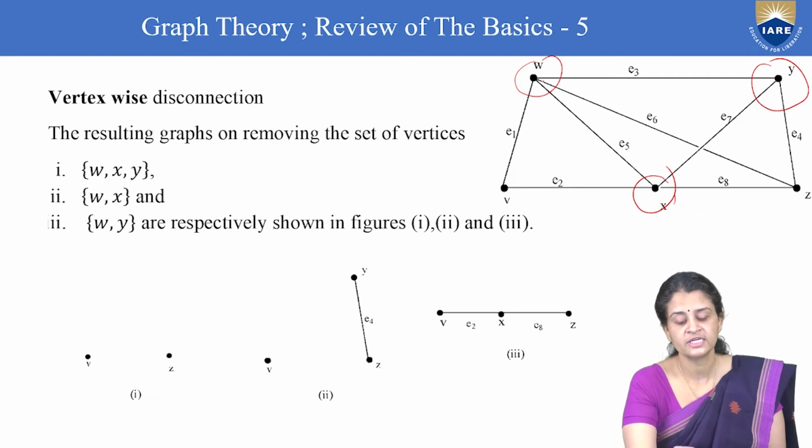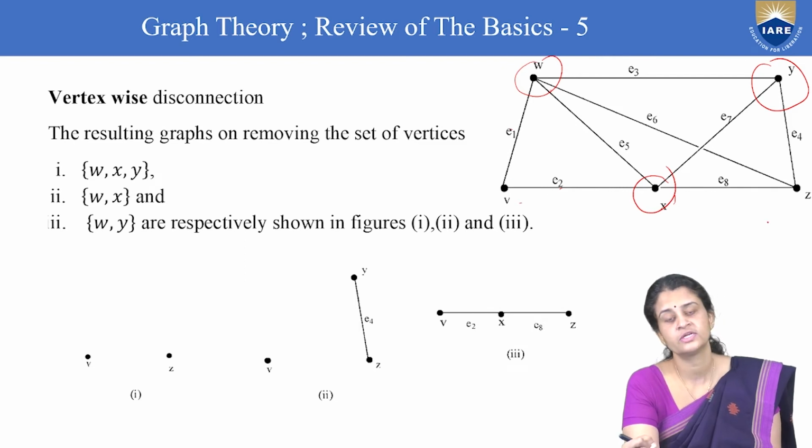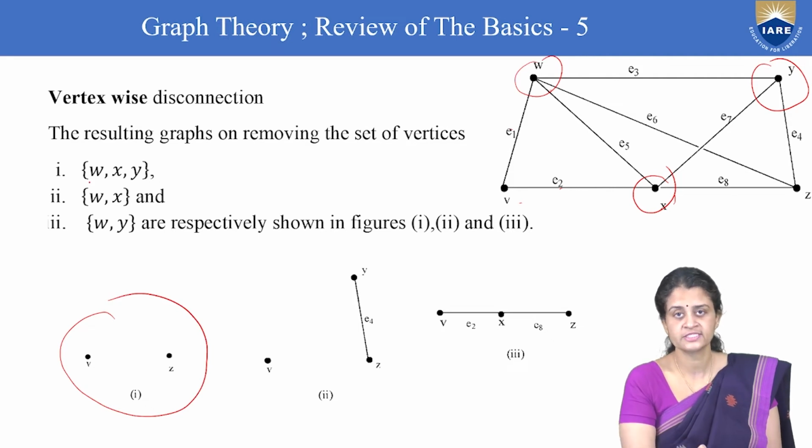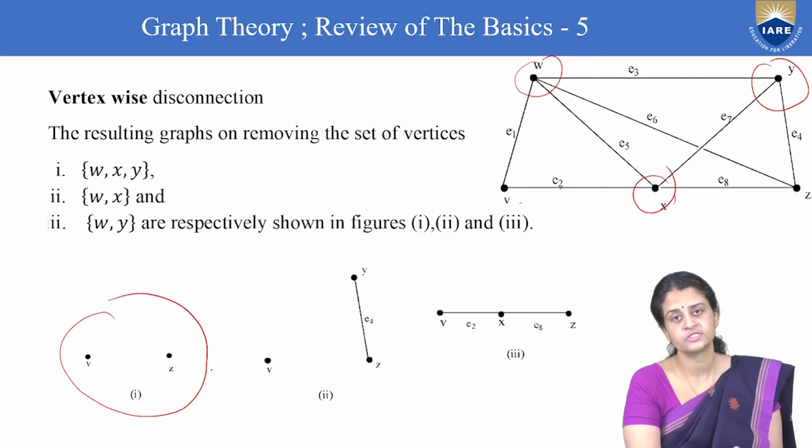So if I am removing W, X and Y, all these edges E1, E5, E6, E3, E2 are removed, because every edge has at least one endpoint in these vertices. So every edge will be removed. And what will the resultant graph be? W, X and Y are removed. We will be left only with vertices V and Z. That is what is shown in the first figure. When W, X and Y are removed in this first case, we will be left only with this.